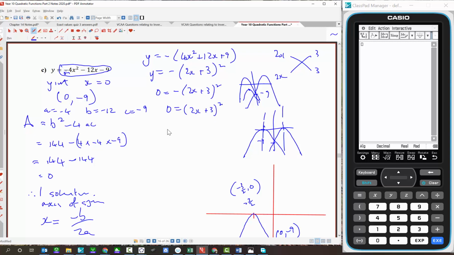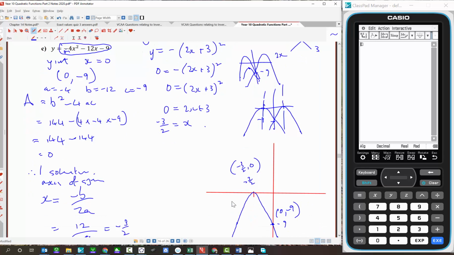Let's root both sides, which when I square root this left-hand side here, I'll get 0 as well, so that's 2x plus 3. And now let's solve it. Negative 3 on 2 equals x. So there we go, we've got the x-intercept as well, which is negative 3 on 2. So that's just another way of doing this problem.